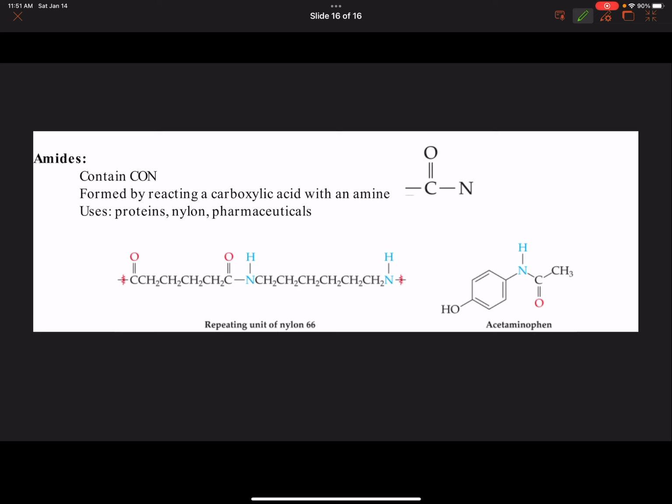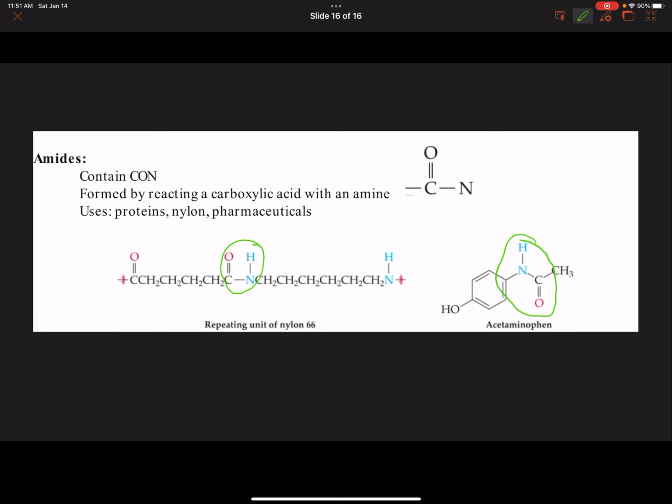They're also found in things like nylon. So we have this example of nylon here where we have this C double bond ON making it an amide. Or we have acetaminophen, C double bond ON making it an amide.